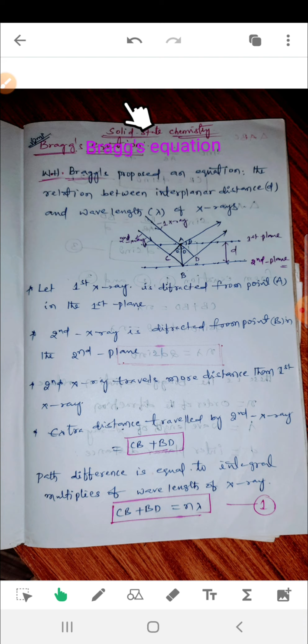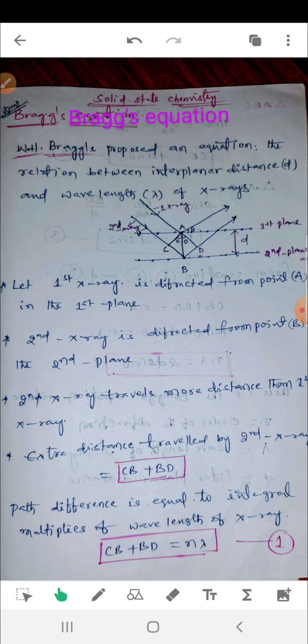So in solid state chemistry, a very important question is the Bragg equation. WH Bragg proposed an equation. The equation gives the relation between the interplanar distance small d and the wavelength of X-rays. So draw the diagram, you will get 1 mark.